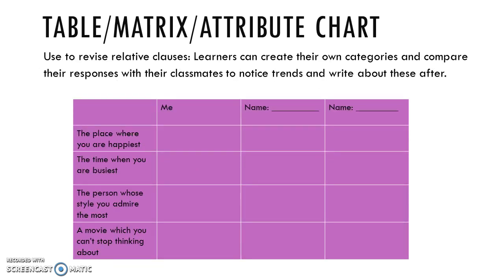Okay, another table we can use is for revision of relative clauses. So learners can either create their own categories and compare the responses with their classmates to notice trends and then write about these after, or the teacher can create their own. So what I've got here is the place where you are happiest, the time when you are busiest, the person whose style you admire the most, and a movie which you can't stop thinking about.